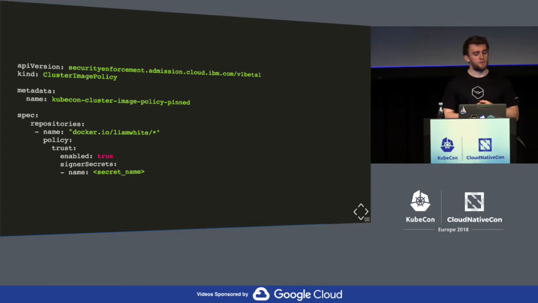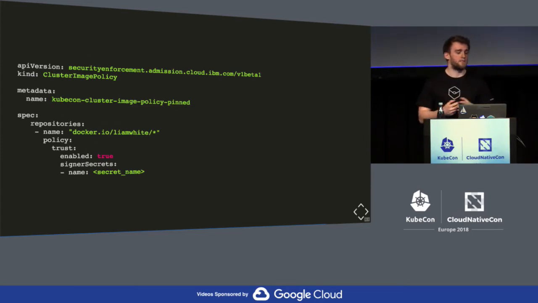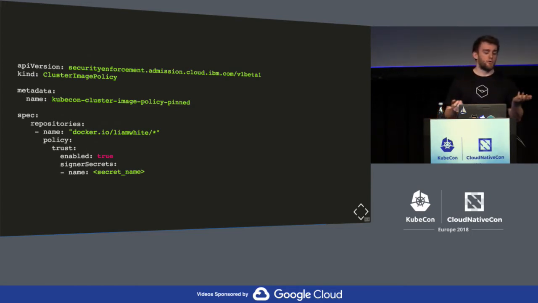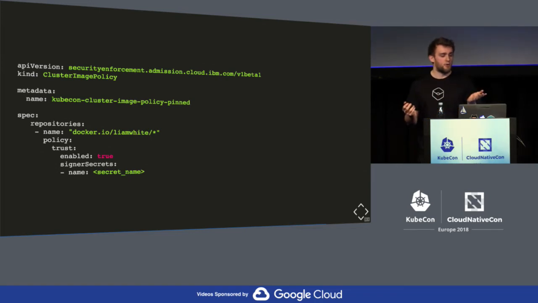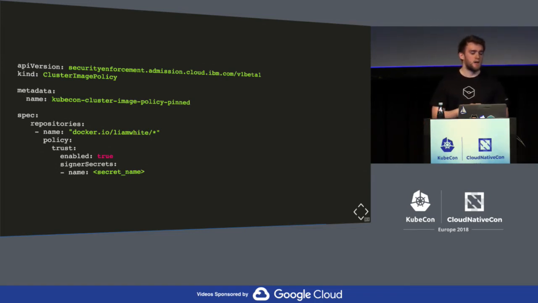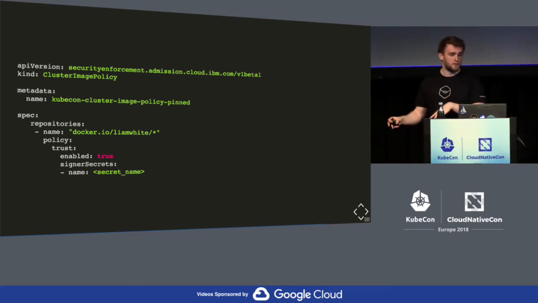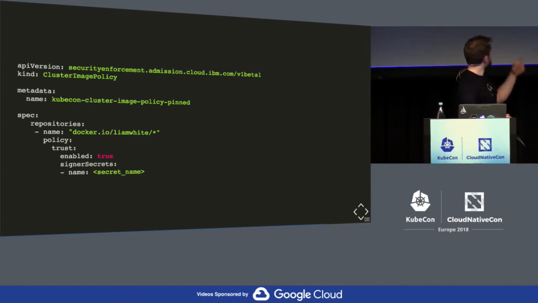So this, again, cluster-wide image policy. And what this one basically says is I want to be able to deploy anything from the limwhite namespace on Docker Hub as long as it has been signed by this public key and this secret. So that's what that signer secrets field is there, and the secret name.